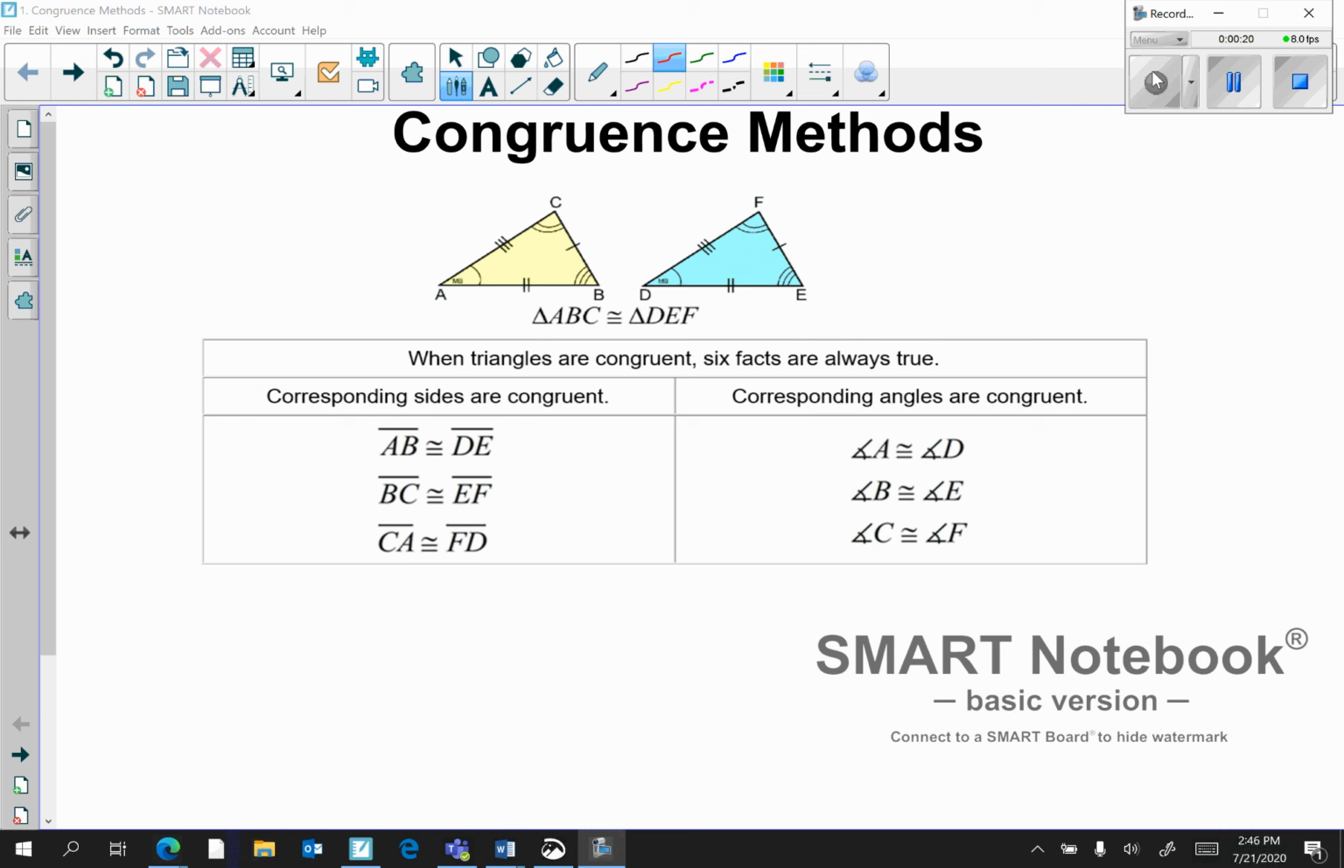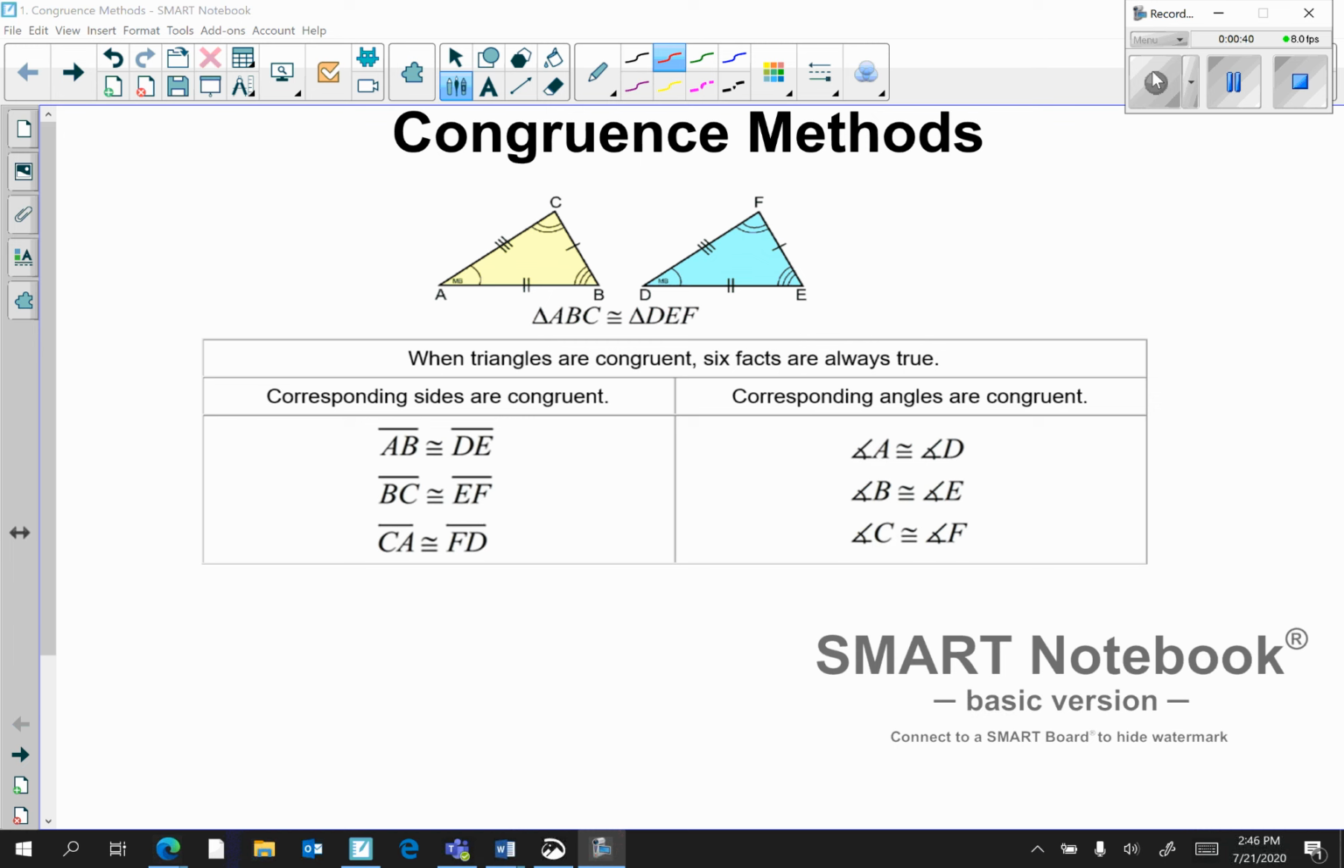The corresponding sides are congruent. AB is congruent to DE, BC is congruent to EF, CA is congruent to FD. Corresponding angles are congruent. Angle A is congruent to angle D, angle B is congruent to angle E, and angle C is congruent to angle F.